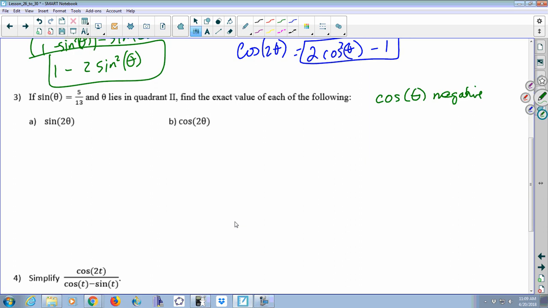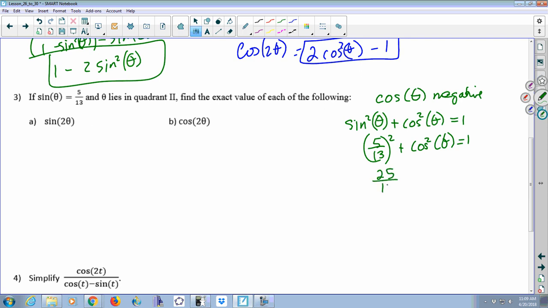How am I going to find cosine of theta? Well, I'm going to use my Pythagorean theorem instead of the right triangle. I can move beyond right triangle trig now because I've got all these other great things in my toolbox. So sine squared theta is 5/13 squared plus cosine squared theta equals 1. I square 5/13, I get 25 over 169 plus cosine squared theta. Now I might as well write 1 as a fraction with 169 in the denominator, so that's 169 over 169.